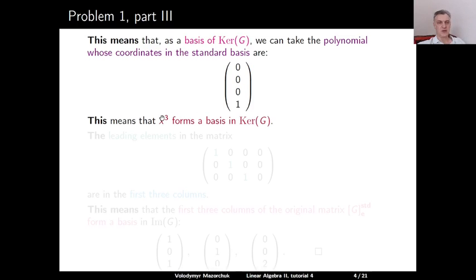The polynomial x to the power 3 has coordinates 0, 0, 0, 1 in the standard basis. And the above means that the polynomial x to the power 3 forms a basis in the kernel of G.